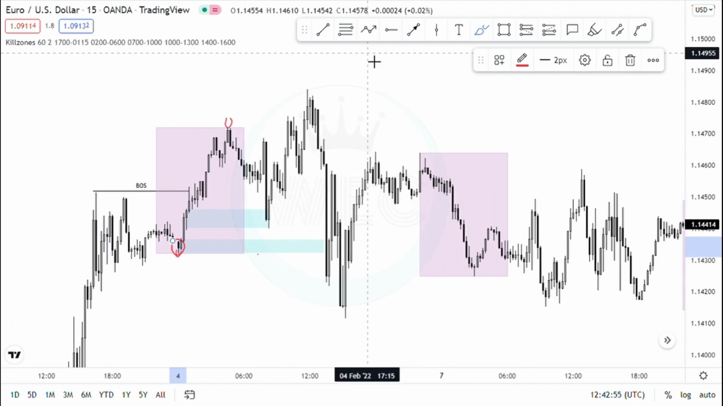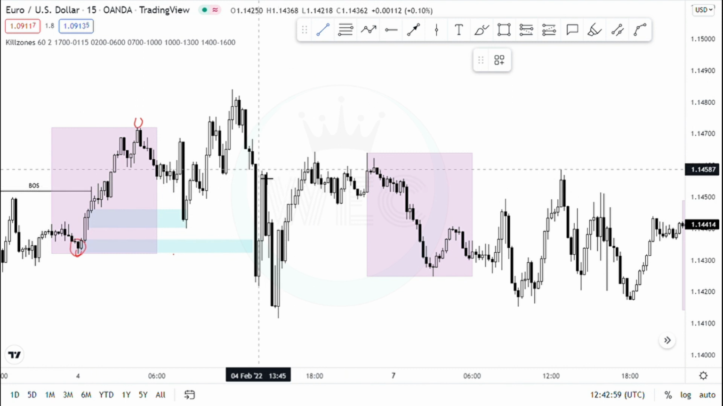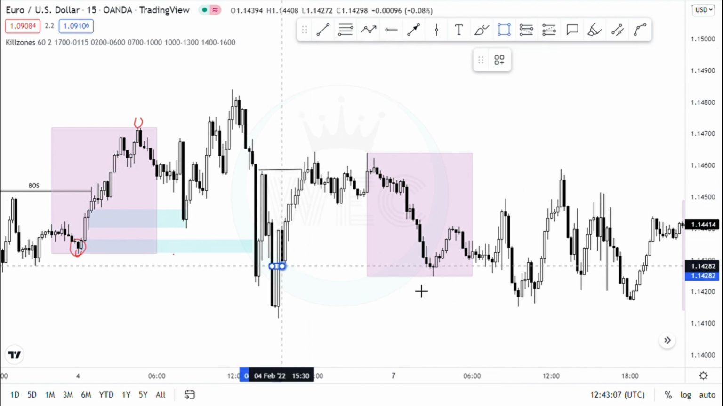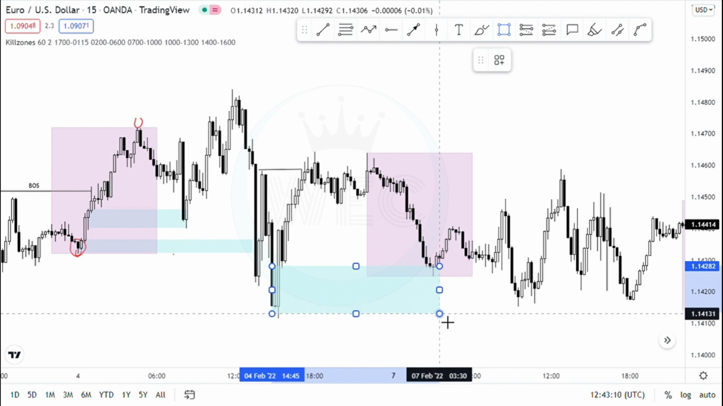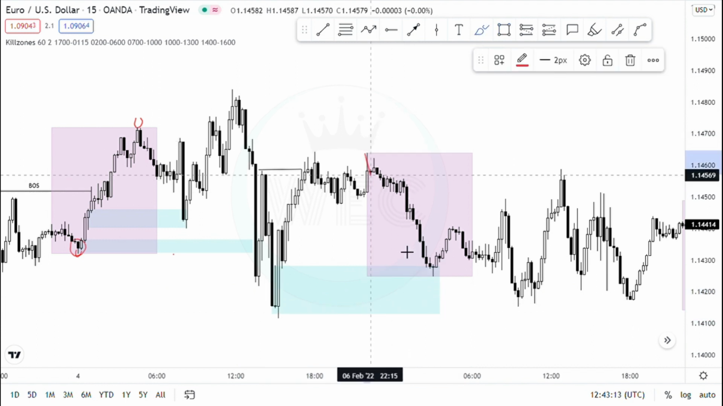Okay. So after that, the next one, we can see over here in the internal structure, we had price breaking structure to the upside. Okay, so we have a BOS over here, and we have a clean demand zone over here. So what do we see? Price comes into this order block or demand zone.